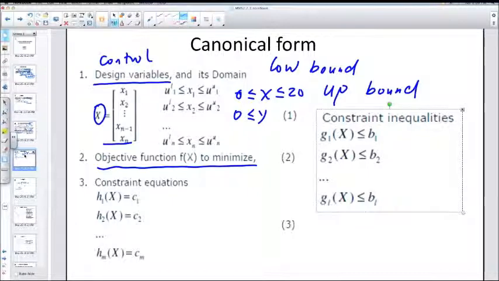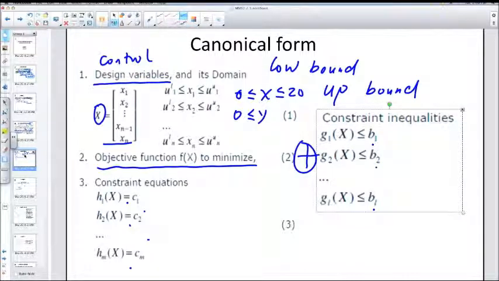The third part is nothing new. You learned it in the second lesson. You got all the constraint equations. That's equation, equal, equal, equal. What's new is here. You got the constraint inequalities, the G group less than B1, B2, BL, could be 1, 2, could be any number of the inequalities.